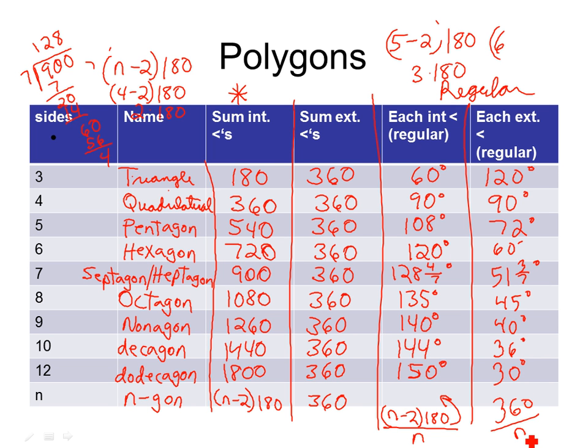So again, to find the sum of the interior angles, n minus 2 times 180, because not everything's going to be on this chart. They're going to give you a 23-gon or a 48-gon or a 17-gon. So 17 minus 2, then times 180, that'll tell you the sum of the interior angles. Sum of the exterior angles is always going to be 360. If it happens to be regular, take that number you got, divide by the number of sides, that'll tell you each interior angle. You take 360, divide by the number of sides, it'll tell you each exterior angle.